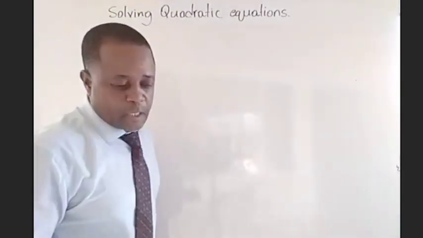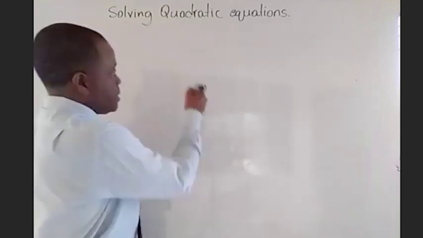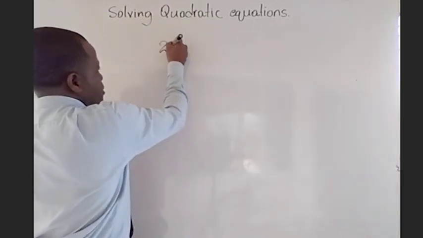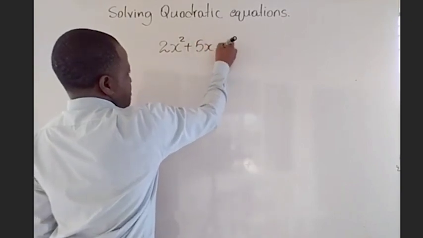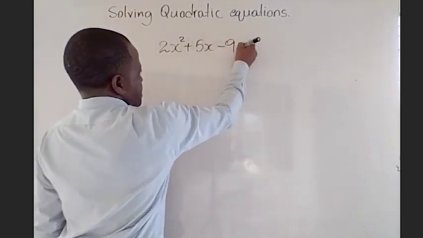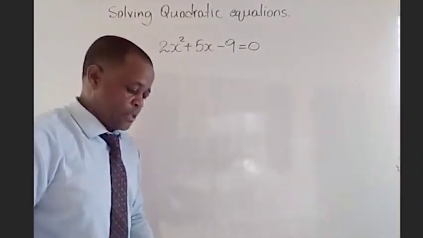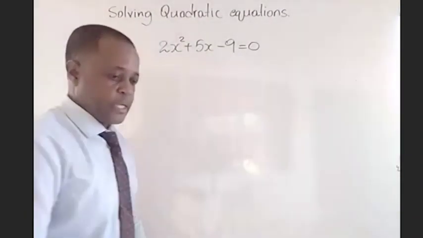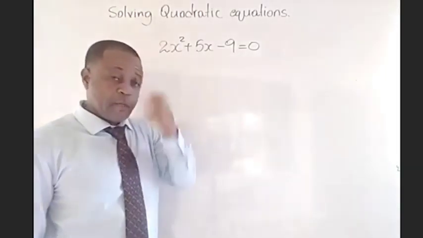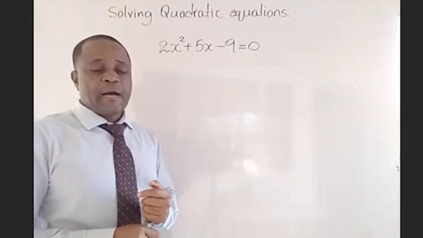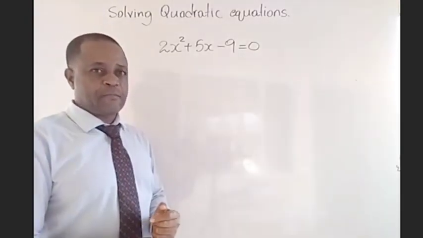Now for this quadratic equation that we're going to be looking at, it's now 2x squared plus 5x minus 9, and that is now equal to 0. So that's our quadratic equation that we'll be looking at. All right. Now, you're asked to solve this quadratic equation. You're very comfortable with the factorization method, so you want to jump straight to the factorization method.